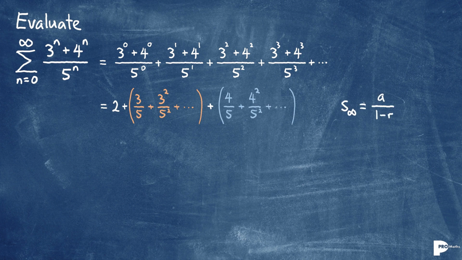To find the sum of these, you use sum equals the first term over 1 take the common ratio. The first brackets has a first term of 3/5 and a common ratio of 3/5, since each term is just getting multiplied by 3 on 5. The second brackets has a first term of 4/5 and a common ratio of 4/5.